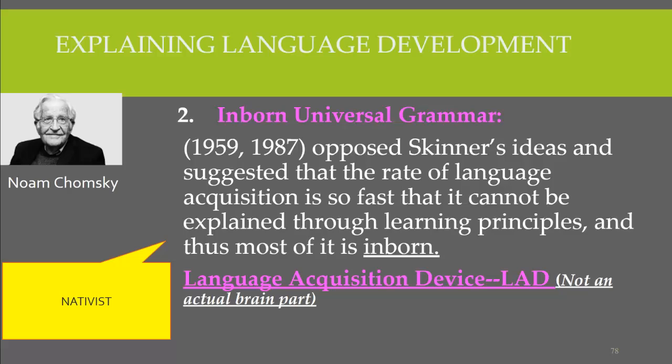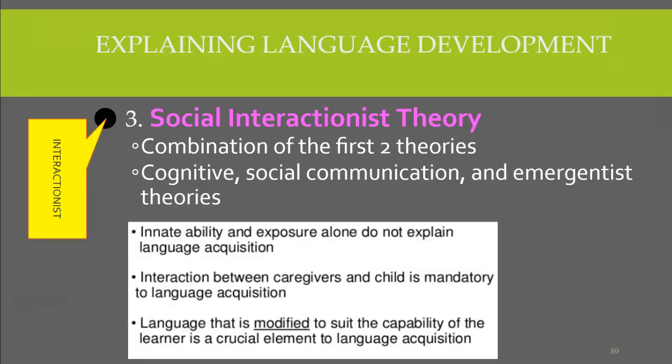Noam Chomsky had the nativist view. He said that there's an inborn universal grammar, that there's no way we can be rewarding kids for all the words they say, so they must have this inborn ability to learn language. He called it a language acquisition device, which is not an actual brain part, but it's the idea that the brain does have an inborn ability to pick up on language.